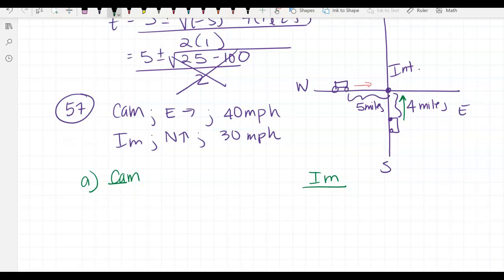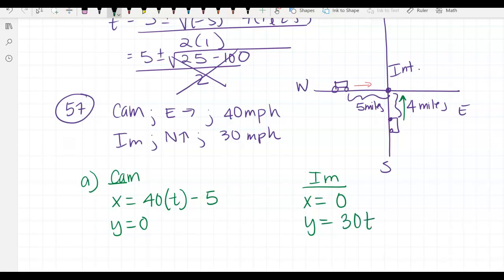The Camry is going east. So based on that model, the horizontal distance counts, but the vertical does not, so I'm going to pick 0. Horizontal distance: it's 40 miles per hour, t is hours, and it is how far away from the 5? So I minus 5. The Impala is going up, so the y value will count, but x does not. Its speed is 30 miles per hour, t is hours, and it's 4 miles down from the intersection.